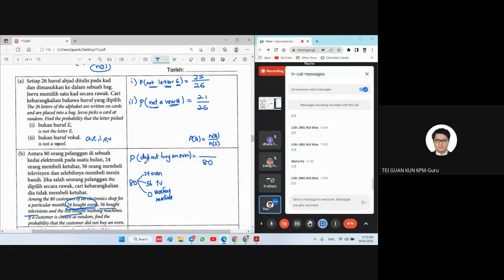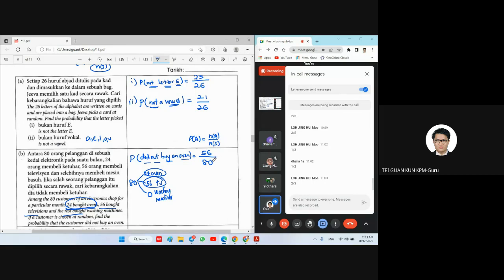Okay, so did not buy oven. 24 beli oven. Yang tak beli oven berapa orang? 24 bought oven. How many do not buy oven? 56. 56 lah kan yang beli TV. Yang beli TV tak beli oven lah. Yang beli oven tak beli TV lah. Okay, so the probability of customer did not buy oven is 56/80 lah.